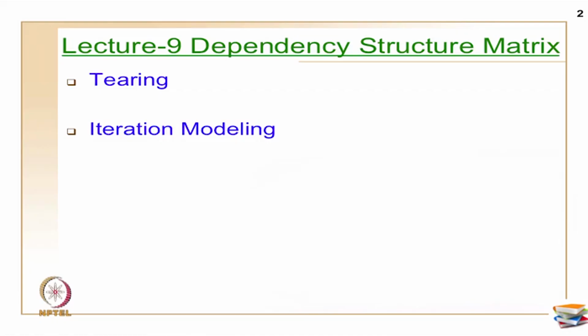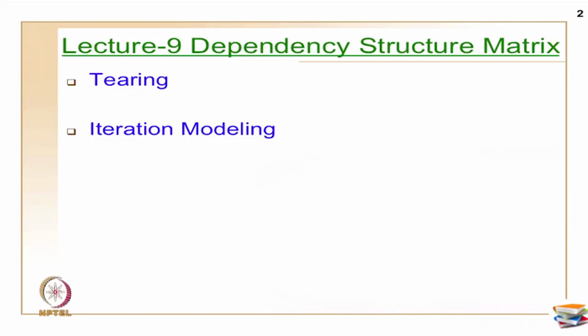Title is Dependency Structure Matrix again, and we are continuing with the last class. Last class we saw the two basic operations, predominantly the formation of a DSM and the partitioning process. In this class we will learn about the tearing process and the iteration modeling, which are the third and the fourth operation. Okay, so what is the tearing process?